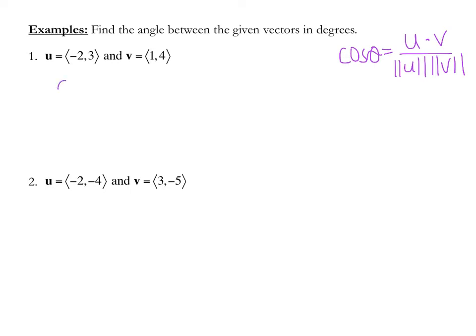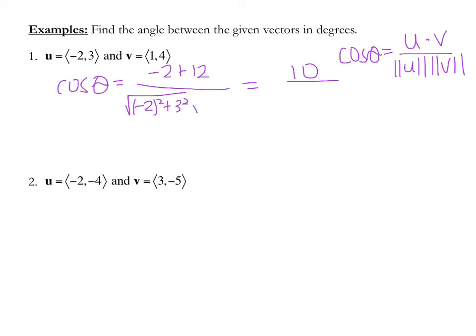So in this first example, we would do cosine theta is equal to, the dot product is what we're going to do on top, so it's going to be negative 2 plus 12. The top is really going to be 10. And then on the bottom we have to do the magnitude, so it's going to be the square root of negative 2 squared plus 3 squared, and then it's going to be the square root of, for v, 1 squared plus 4 squared. So that's going to be the square root of 4 and 9 is 13. Square root of 1 and 16 is 17.